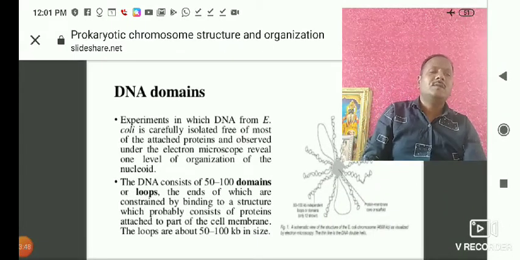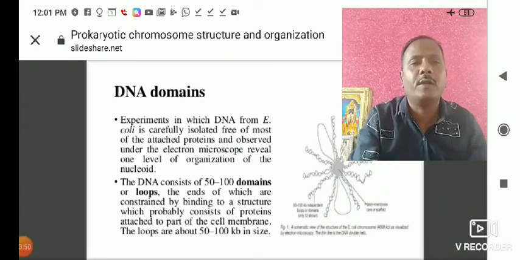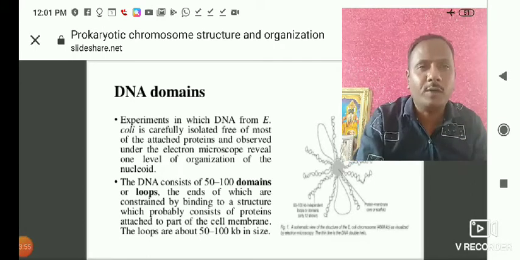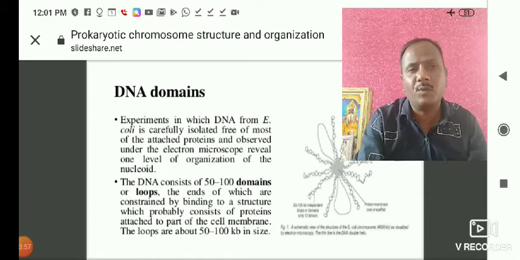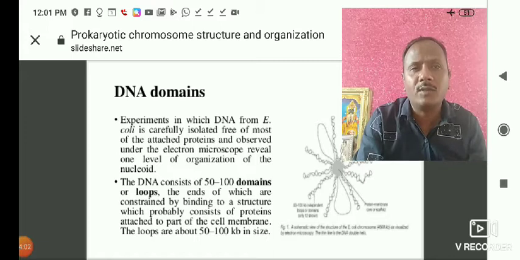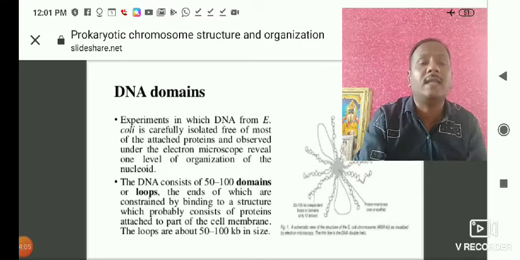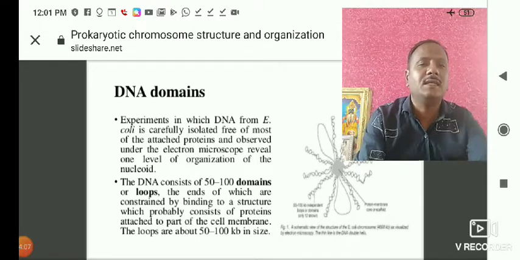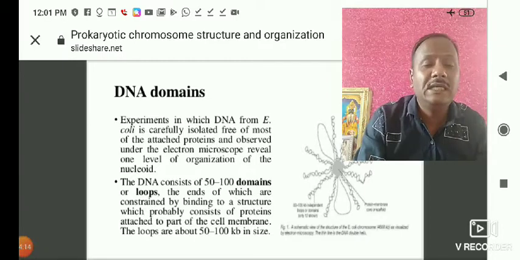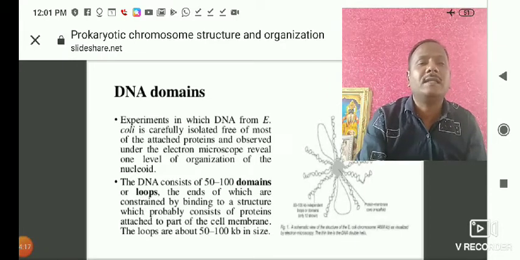DNA domains. It means the detailed structure of prokaryotic chromosomes. When the DNA of a prokaryote is isolated from other proteins by an isolation process, and that isolated DNA is observed under the electron microscope, it looks like this type of structure. You just see the structure, that is the central part, to which the DNA generally attaches, which is called the nucleoid, and the DNA consists of 50 to 100 domains or loops.